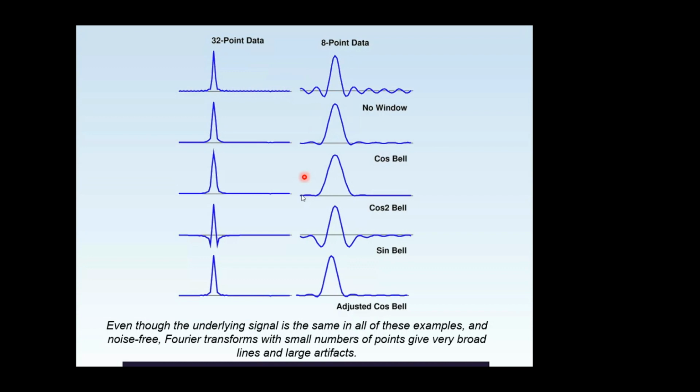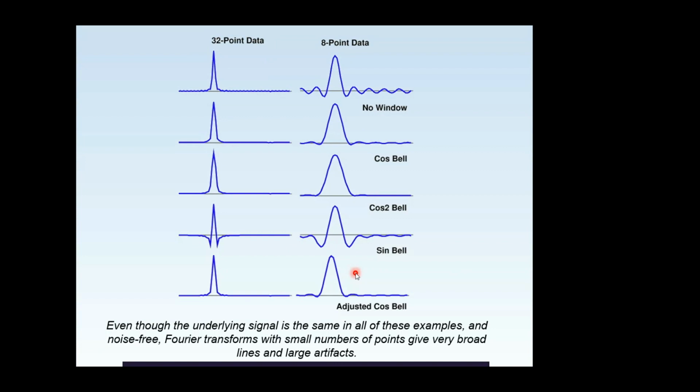So the smaller the number of points, the more severe these artifacts are, and the line shapes that we observe in the spectrum have almost nothing to do with the underlying properties of the data themselves.